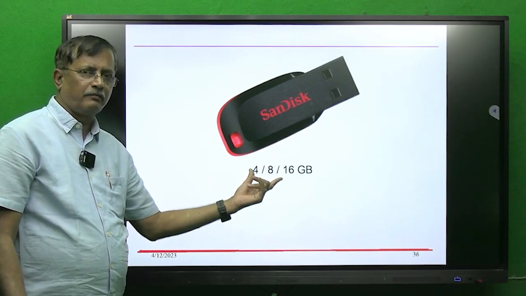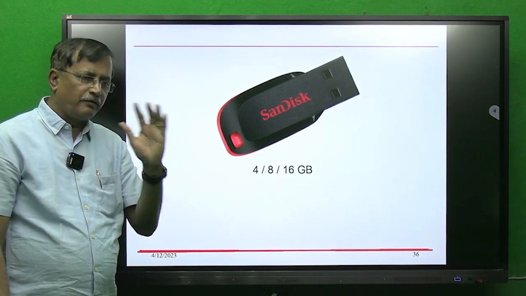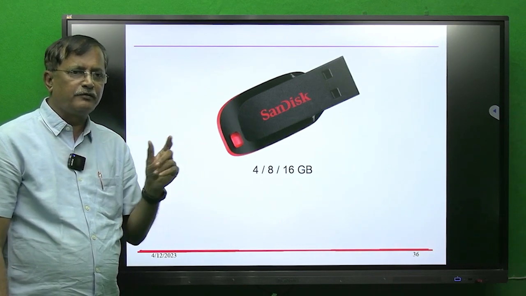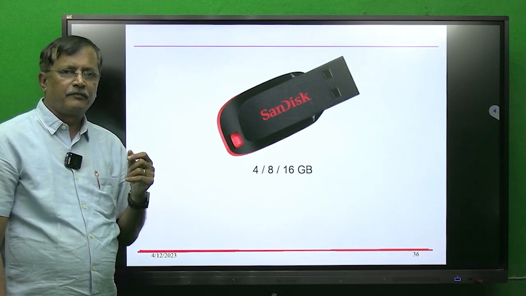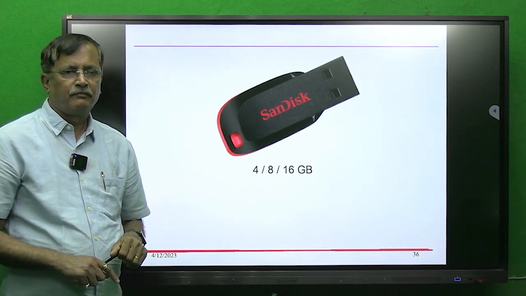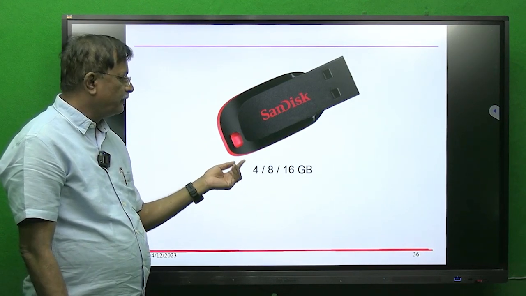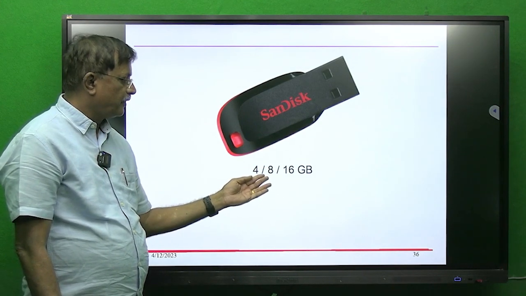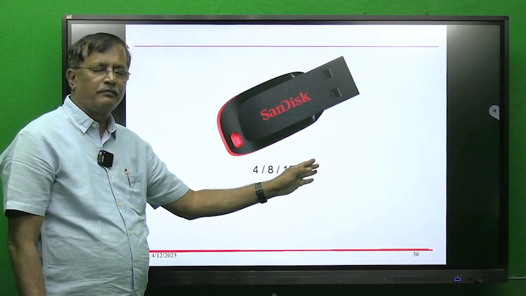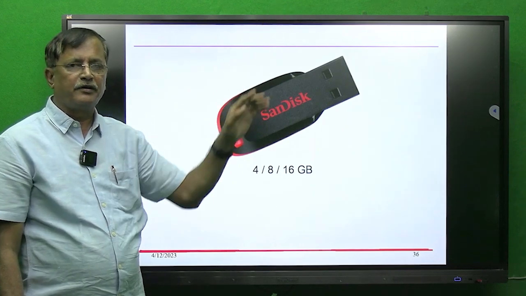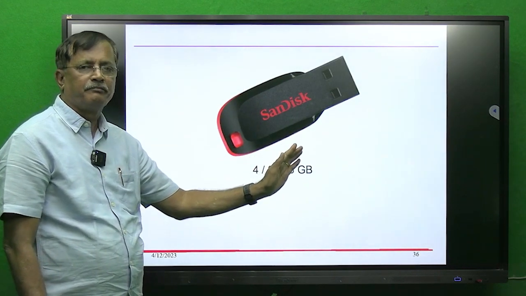That's why the pen drive which we purchase comes with a memory capacity in the form of 2 raised to n. It means you can get a pen drive of 4 GB, then directly 8 GB, then 16 GB, then 32 GB, then 64 GB, then 128 GB or so. Because when one address line is increased, the capacity gets doubled.